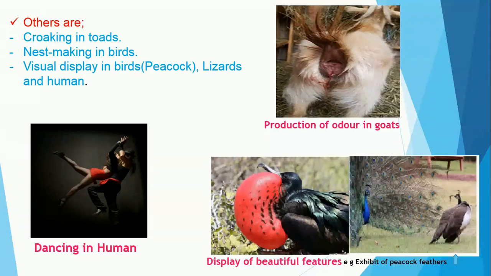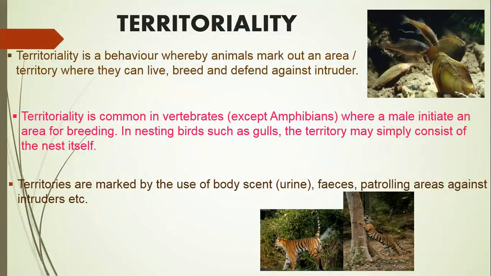So let's look at this, and that is territoriality. Territoriality is a behavior whereby animals mark out an area known as territory for themselves, whereby they can live, breed, and defend it against intruders. So they mark out a particular space, and that space is their territory. No other animal that is not welcomed is allowed to come in.